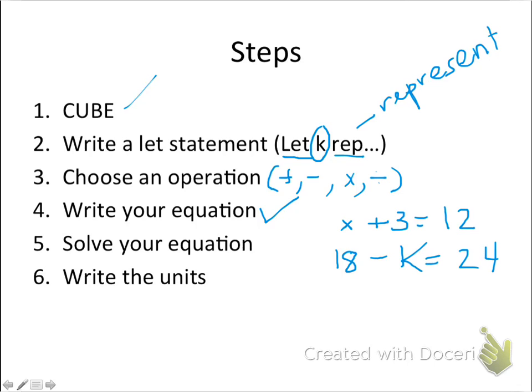But you are not going to have the variable be the only thing on the side of the equal sign, because then it's already solved. Then you're going to solve your equation, so get the variable alone. And the last thing is box your answer. So if we have k is equal to 12, you need to write your units. So you need to tell me what 12 is. So maybe it's 12 minutes. You need to add your units. And those are our steps. All right, let's use those steps to solve some problems.